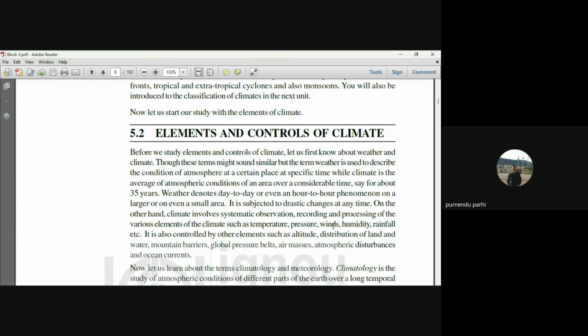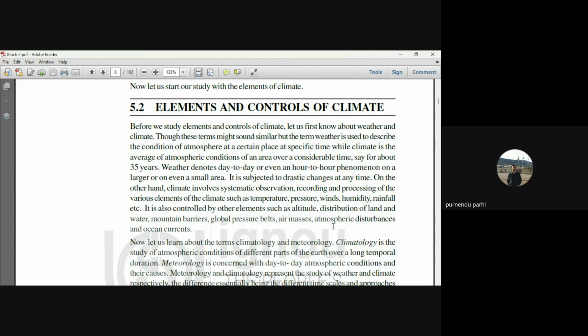Elements and controls of climate. Before we study elements and controls of climate, let us first know about weather and climate. Though these terms might sound similar, the term weather is used to describe the condition of the atmosphere at a certain place at a specific time, while climate is the average of atmospheric conditions of an area over a considerable time, say for about 35 years. Weather denotes day-to-day or even hour-to-hour phenomena on a large or even a small area. It is subject to drastic changes at any time.